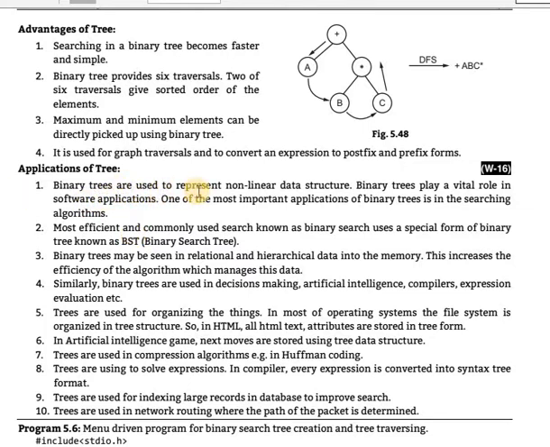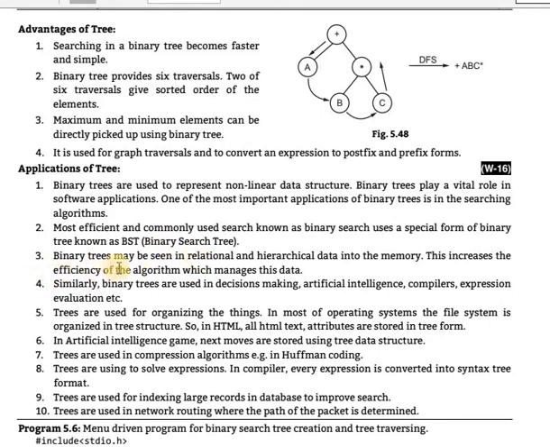First, binary trees are used to represent non-linear data structures. Okay, because in that there is no sequence, so it is said to be a non-linear data structure. Binary trees play a vital role in software applications. One of the most important applications of binary trees is in searching algorithms, because for searching an element, wherever the element is in the data structure, it is useful for searching algorithms. The most efficient and commonly used search, known as binary search, uses a special form of binary tree known as the BST, binary search tree.